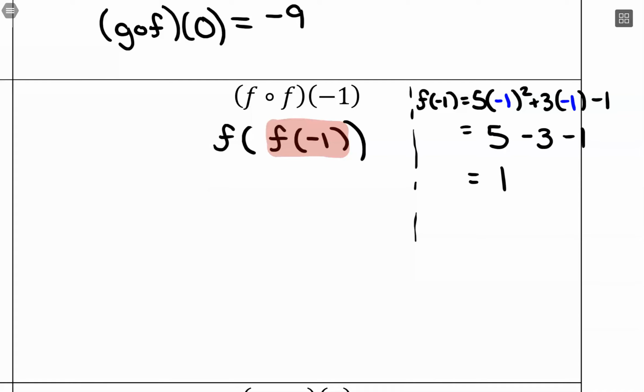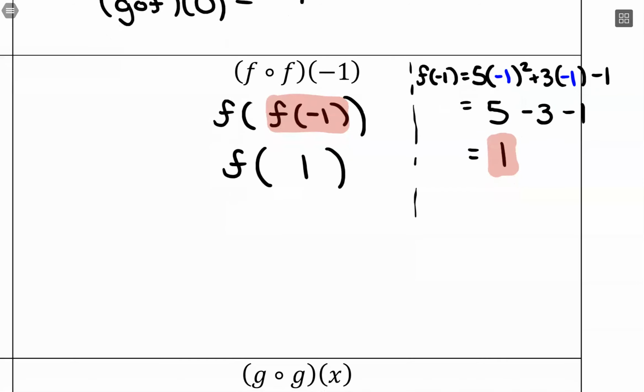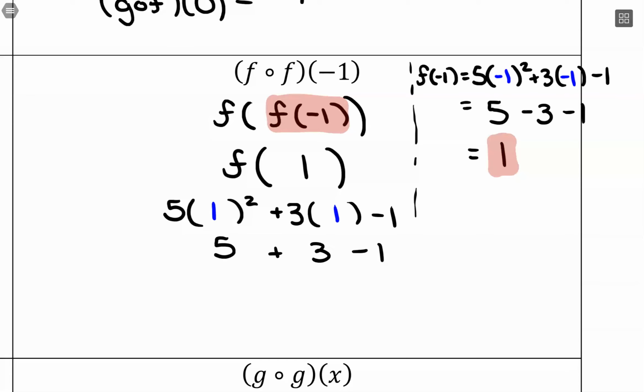So I'm going to make this replacement of where I see f of negative 1. That's the same thing as positive 1. So then what I'm really doing is taking f of positive 1. So we're going to take 5 times the input squared plus 3 times the input minus 1. And our input's going to be positive 1 here. So 5 times 1 squared is 5, plus 3 minus 1, so an 8 minus 1 for a value of 7.